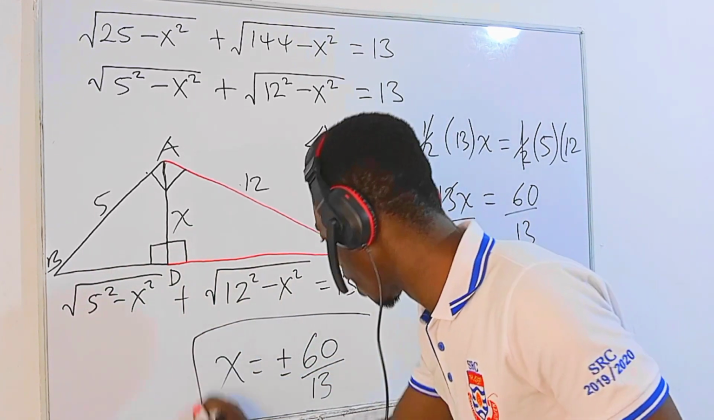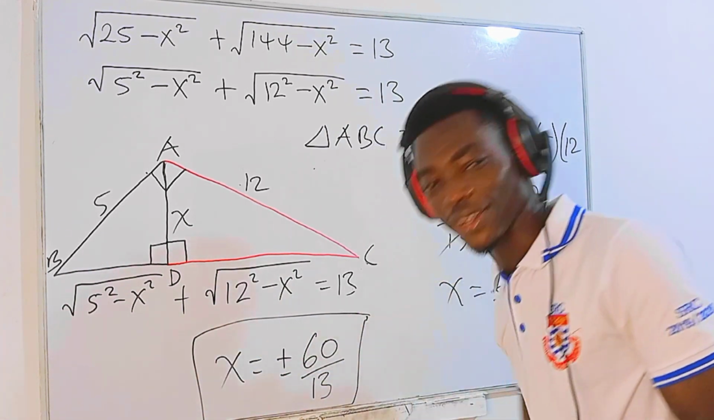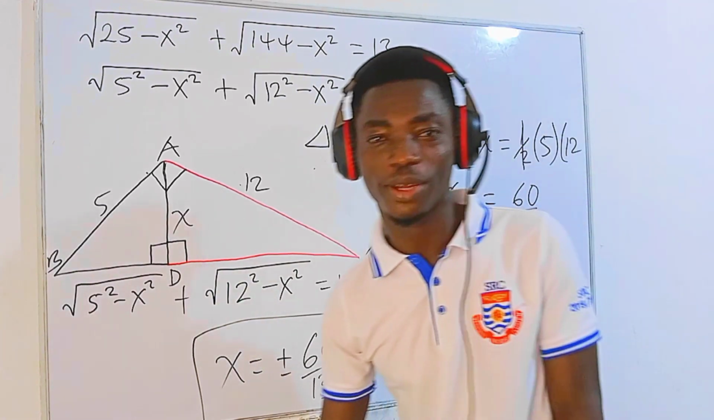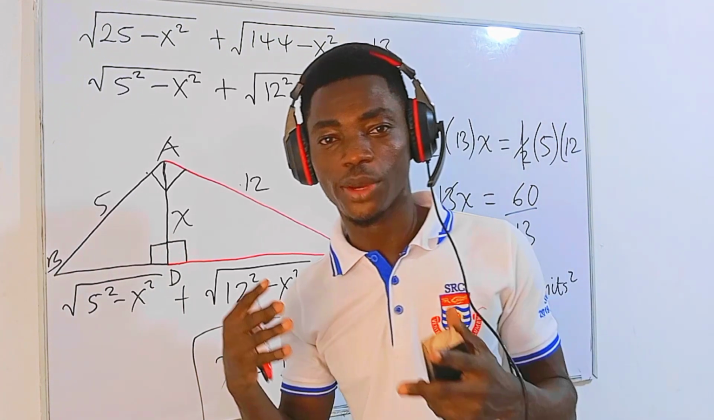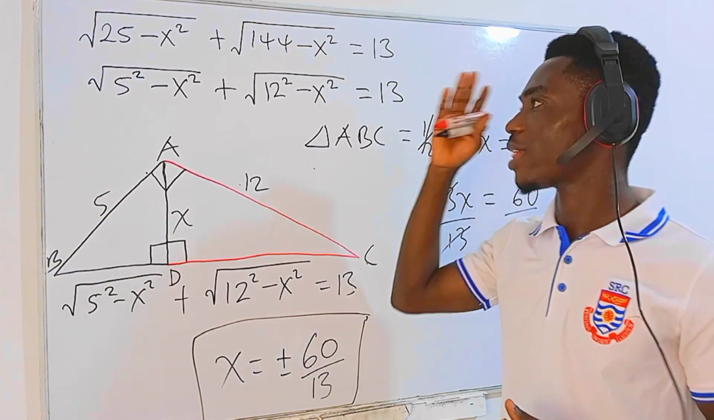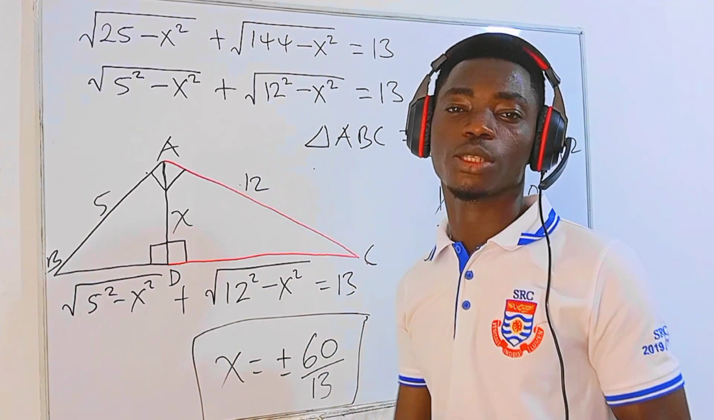And we are done. So guys, that is pretty much it. You see, we did not square each side of the equation, but we have been able to find all the answers that will satisfy this equation. So guys, that is pretty much it.